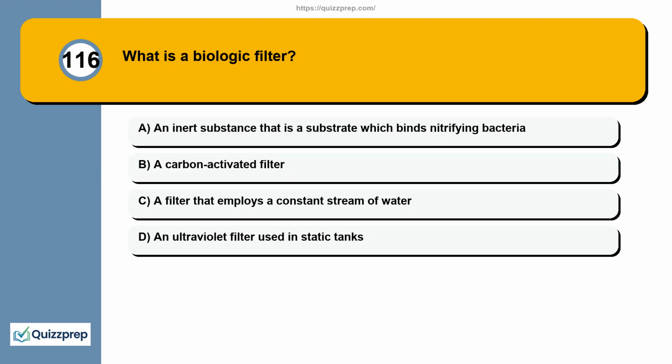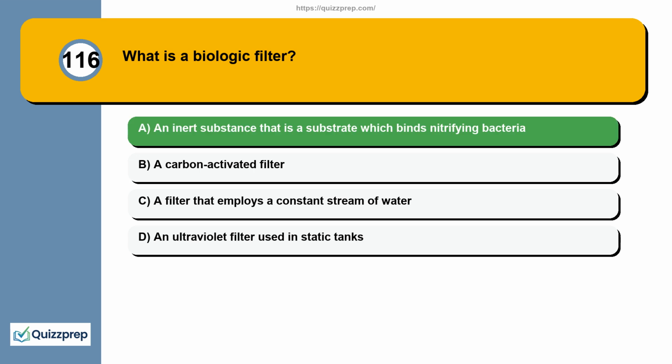Question 116. What is a biologic filter? Option A, an inert substance that is a substrate which binds nitrifying bacteria. Option B, a carbon-activated filter. Option C, a filter that employs a constant stream of water. Option D, an ultraviolet filter used in static tanks. The correct answer is option A, an inert substance that is a substrate which binds nitrifying bacteria.